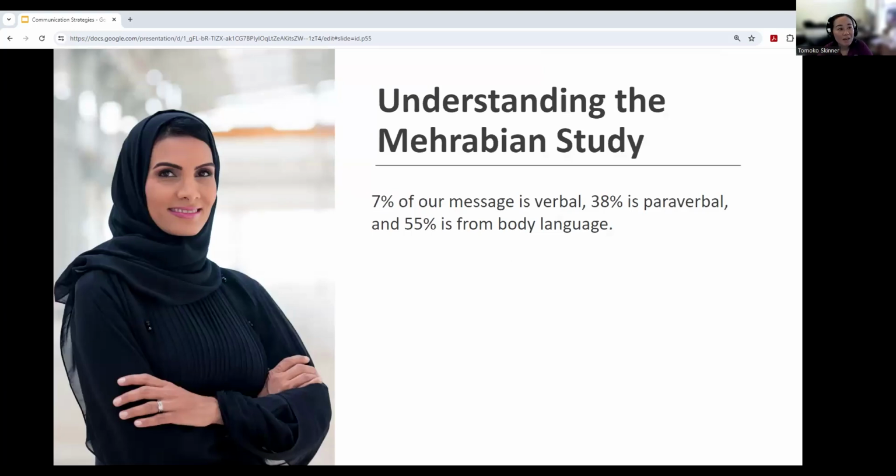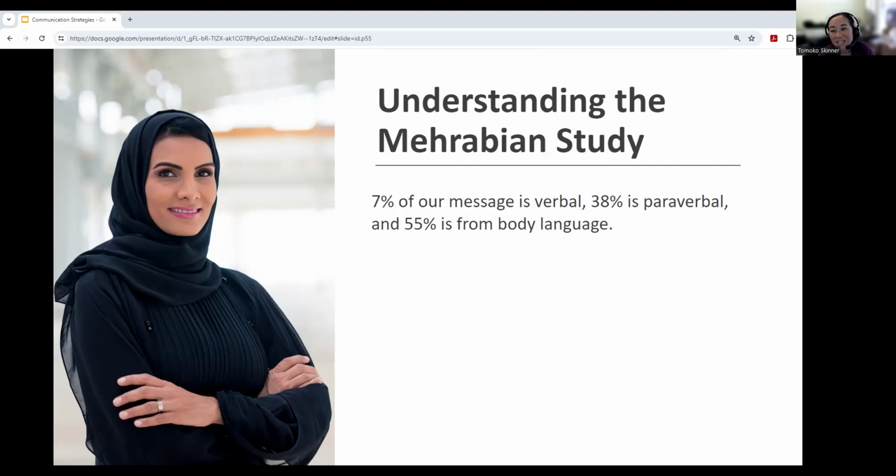Okay, understanding the Mehrabian study. So in 1971, psychologist Albert Mehrabian published a famous study called Silent Messages. In it, he made several conclusions about the way the spoken word is received. Although this study has been misquoted often throughout the years, its basic conclusion is that 7% of our message is verbal, 38% is paraverbal, and 55% is from body language.